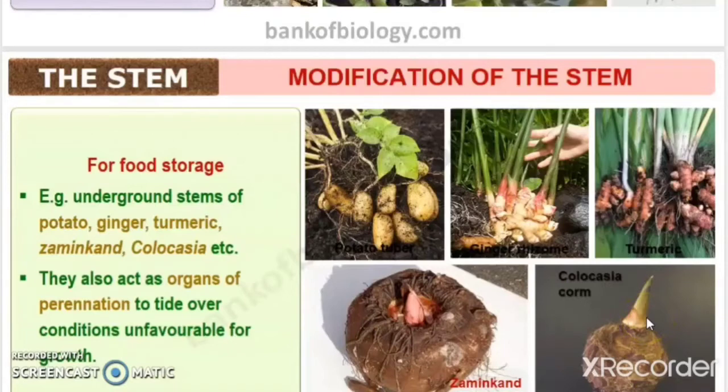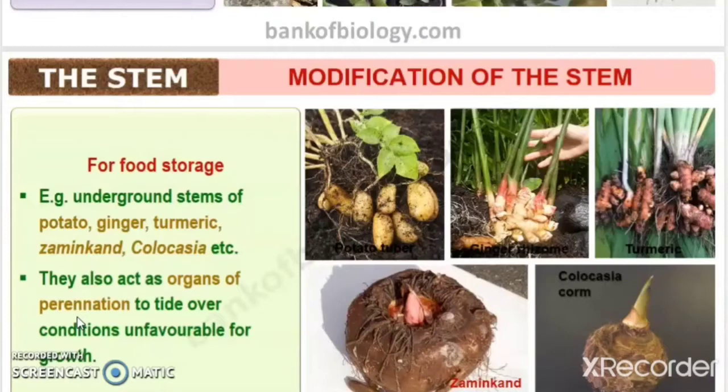So these are all examples of underground stem, and these organs, they act as organs of perennation to tide over conditions unfavorable for growth. So what is this perennation? It is nothing but the capacity of the plant to survive through harsh conditions. Okay, so to withstand the winter season and the very cold conditions, they will act as the organ of perennation, and this organ will help them to form season after season.